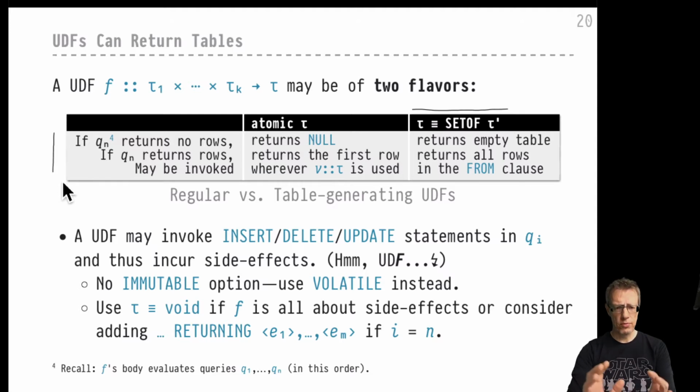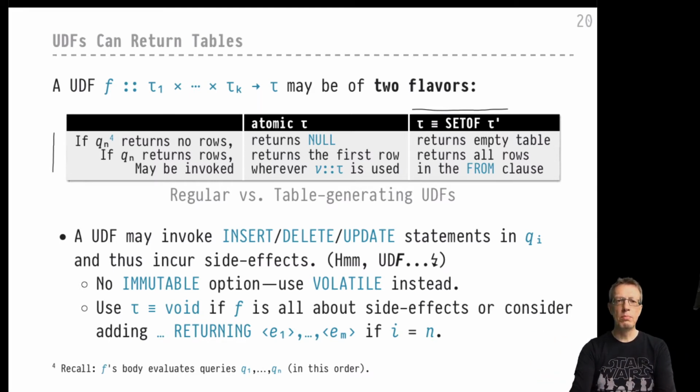So this is the behavior that is implemented inside SQL. If the final return value defining query Qn returns no rows, then an atomic function with an atomic return type would return null. A table generating function would return the empty table, nothing to iterate over. If Qn, this last query, returns many rows, then an atomic function would return the first row. The first row, whatever that means.